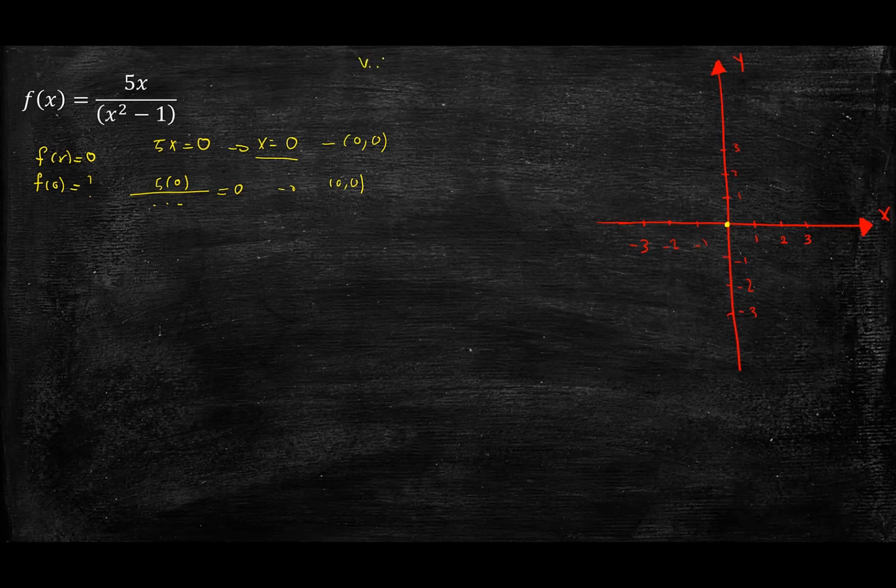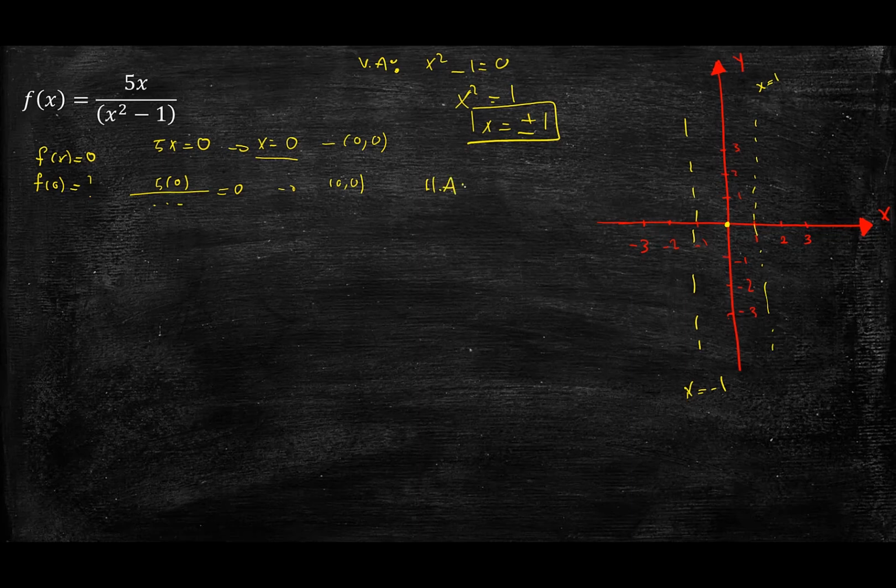Okay, now the next thing is to find my vertical asymptotes and my horizontal asymptotes. For my vertical asymptote, I have to put the denominator equal to 0. So x squared minus 1 equals 0. Then x squared is equal to 1. Therefore x is just plus or minus 1. So I have two vertical asymptotes, one at x equals 1, and another one at x equals minus 1.